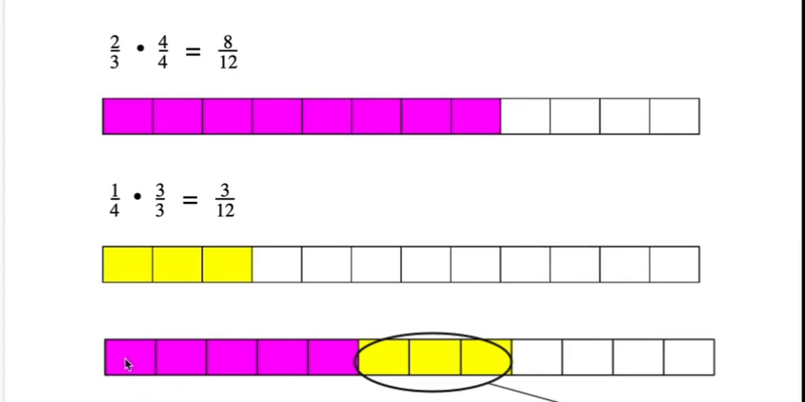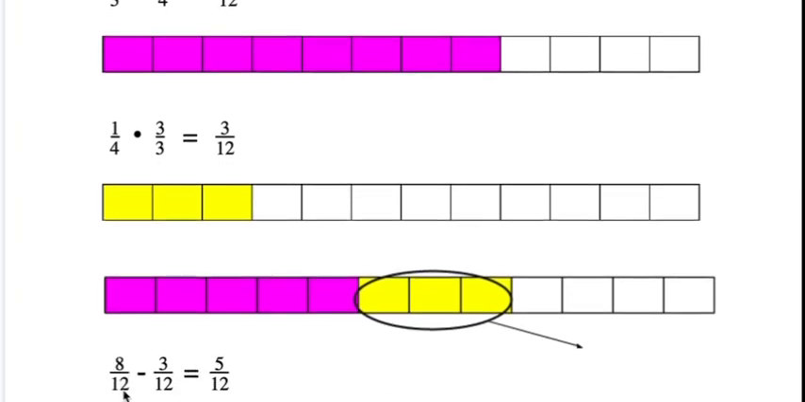And what I have left are 1, 2, 3, 4, 5 out of the total 12. So the difference between 8 twelfths and 3 twelfths is 5 twelfths. And that's how you show subtraction of fractions visually.